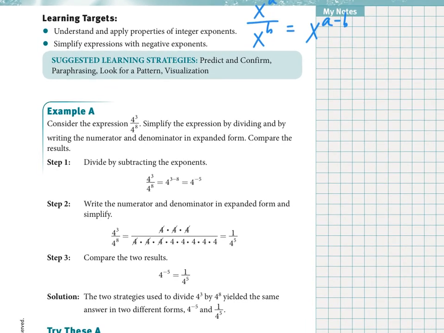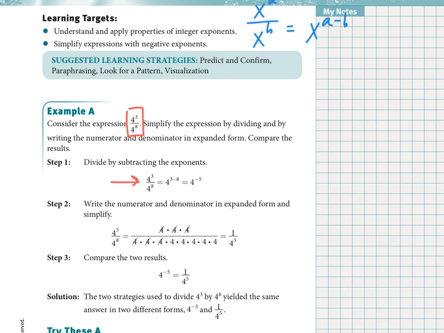So here's a completed example. Let's say we have this expression here, 4 to the third over 4 to the 8th. When you're dividing things to a power, as long as they have the same base, which they do, they're both 4 to a power, we can subtract the exponents, so you can see they're doing that down here. And 3 minus 8, of course, is negative 5.